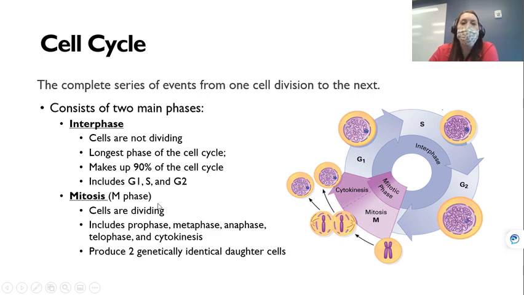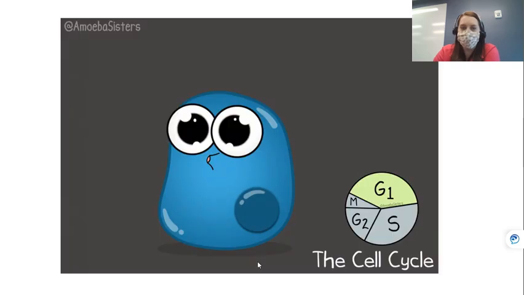In mitosis, this is where the cell is dividing. It includes these phases down here: prophase, metaphase, anaphase, telophase, and cytokinesis. We are not going to focus too much on those. You do not have to have each one of those memorized, but I will go over them briefly during this PowerPoint. At the end of the cell cycle, you have two genetically identical daughter cells. Okay, so that's what they call them in science, daughter cells. So you go from one cell to two, and they are 100% identical. So this is a form of asexual reproduction.